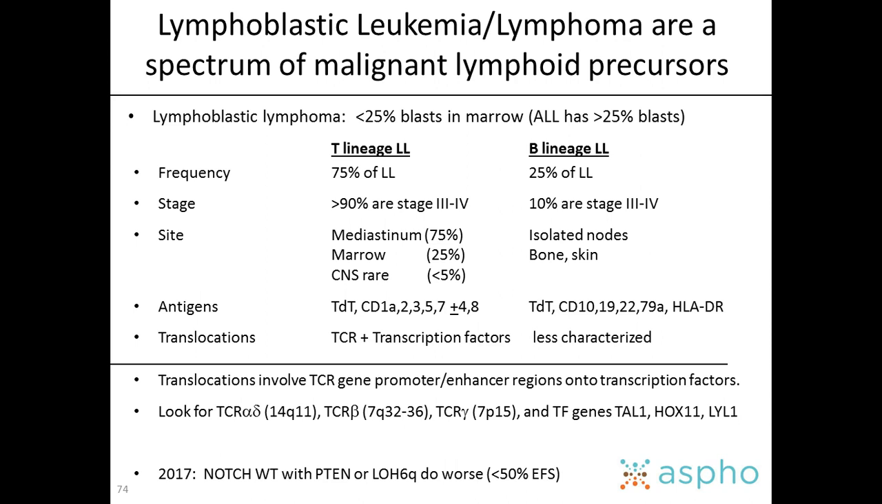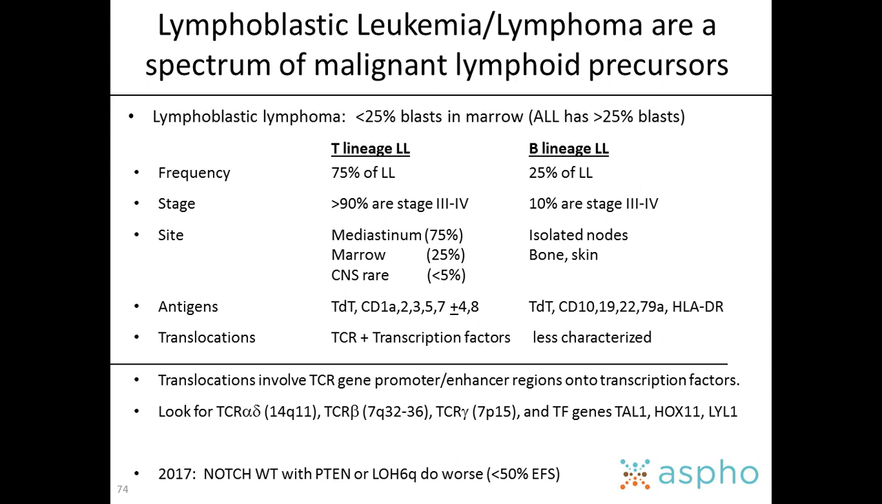Lymphoblastic lymphoma is basically defined as less than 25% blasts in the marrow. If it's greater than 25%, it's leukemia. Like leukemia, it comes in T-flavored and B-flavored. T-lineage lymphoblastic lymphoma is about 75% of lymphoblastic lymphoma, and greater than 90% of the T-lineage are stage 3 and 4. In contrast, of the B-lineage, only 10% are stage 3 to 4. The classic presentation is an anterior mediastinal mass for T-cell, and then marrow and CNS involvement do occur. B-cell, it can be isolated nodes, bones, or skin.